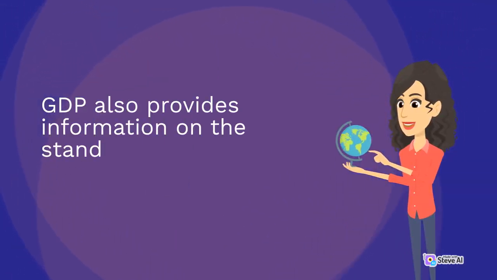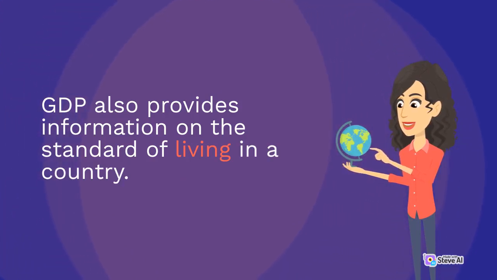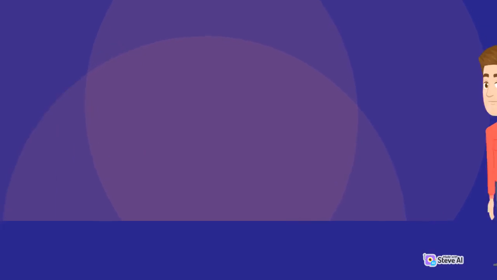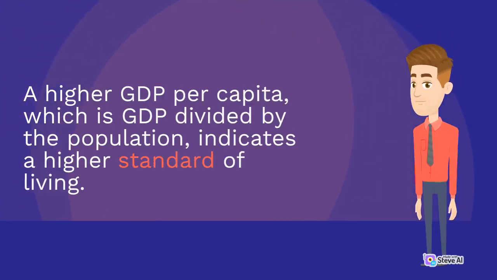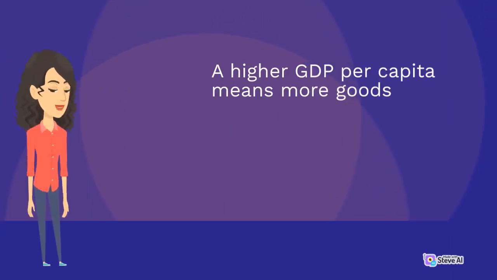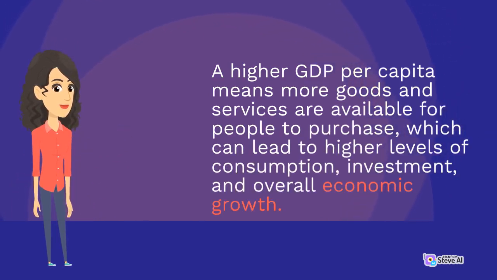GDP also provides information on the standard of living in a country. A higher GDP per capita, which is GDP divided by the population, indicates a higher standard of living. A higher GDP per capita means more goods and services are available for people to purchase, which can lead to higher levels of consumption, investment, and overall economic growth.